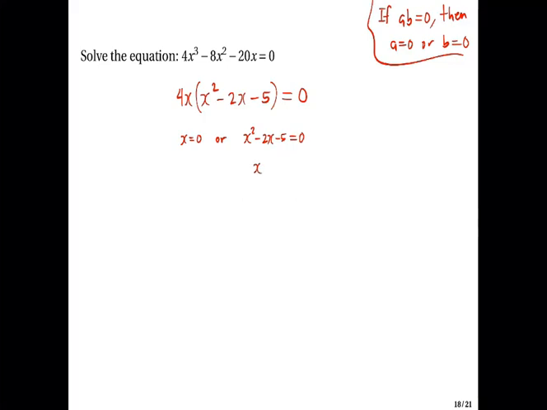So this guy here, x, is equal to negative b. So negative of negative 2 plus or minus square root of b squared. So negative 2 squared minus 4 times a times c. Okay? All over 2a, 2 times 1.